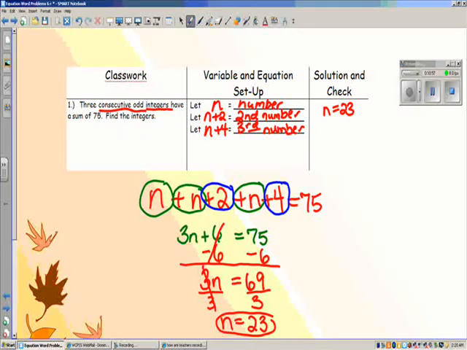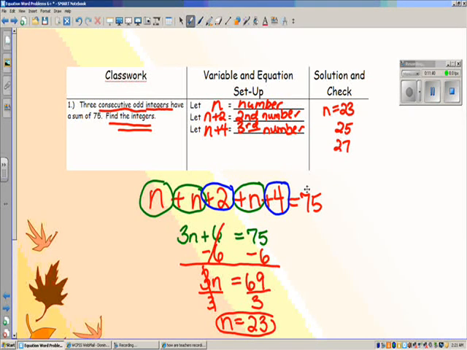However, are we finished? We haven't quite answered the question yet. It says find the integers. That means we're going to find all of the numbers. We need to know what n is, what the next consecutive number is, and what's the third consecutive number. So in this case, the next odd number here would just be, does anyone know? Okay, your second number would be 25, and then your next number would be 27. Good. Alright, so our three integers, our three numbers, are 23, 25, and 27.